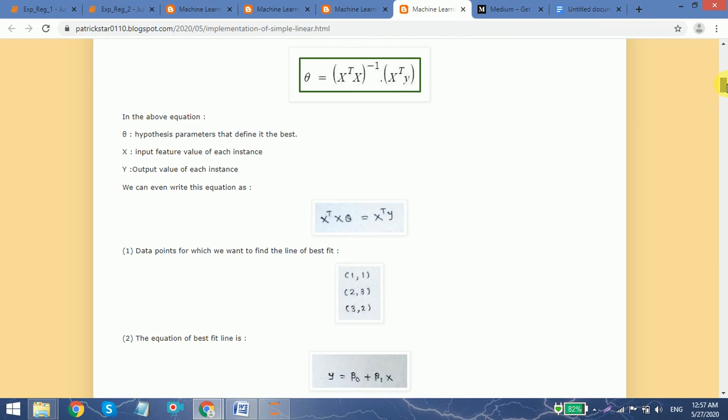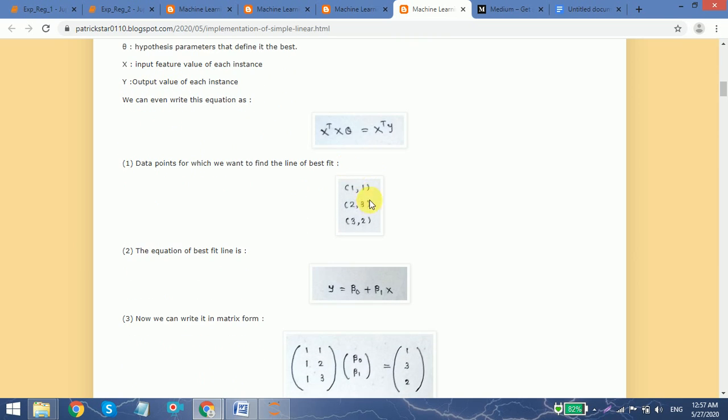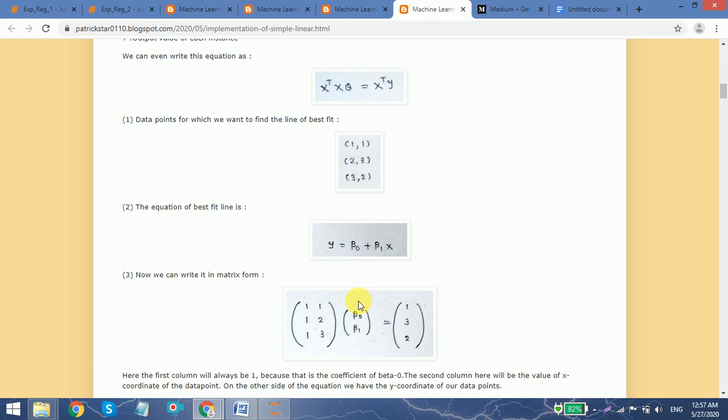Okay, this is our function, and now we want to find the value of theta. What we need to know is the value of x and the value of y. The value of y is the output feature and x is our input features. Here are our data points, and we are going to represent them in our matrix formation, or matrix representation.